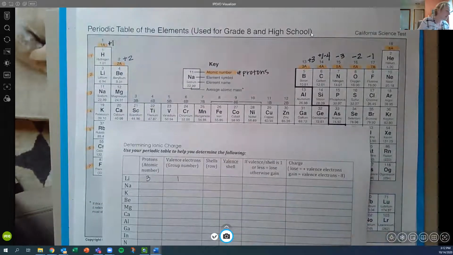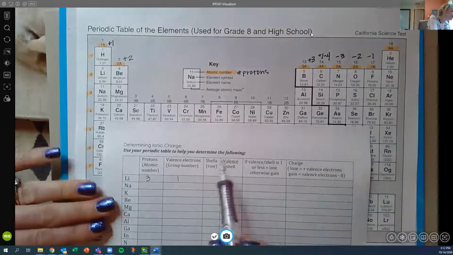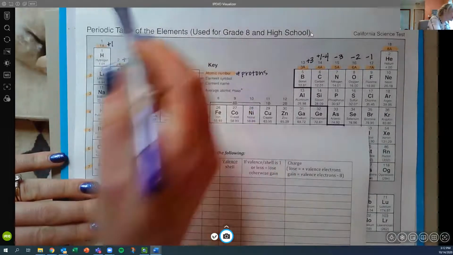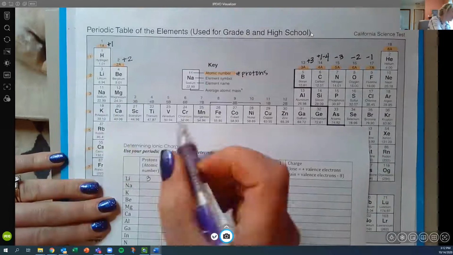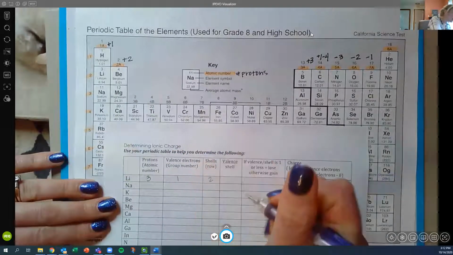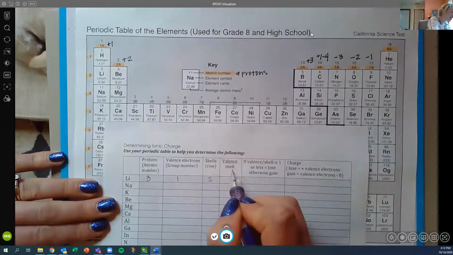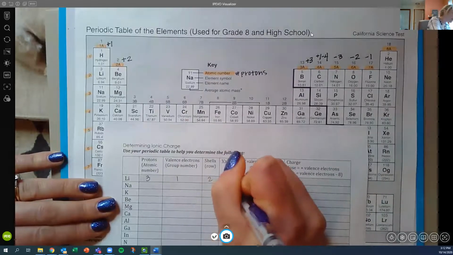Our next step then is to look at the row number to figure out how many electron shells it has, and lithium falls in this second row number. For this fourth column, what we do is we divide the valence electrons by the shells. So this gives me 1/2.